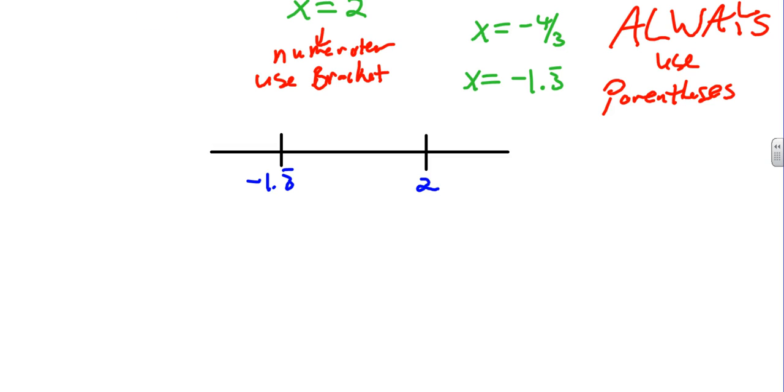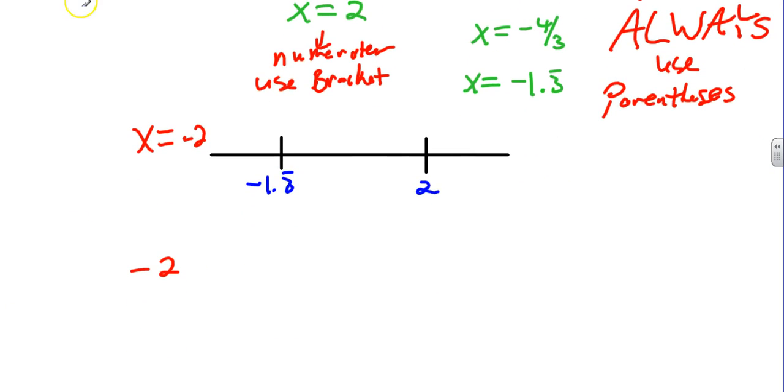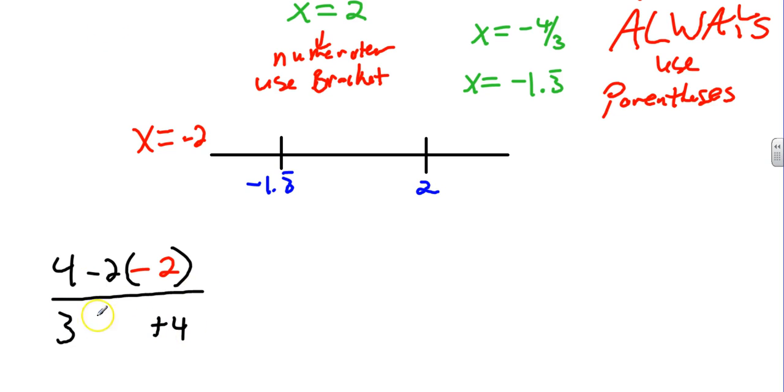Okay, so let's pick a number somewhere off down here. It's negative 1.3. Again, I'd say just maybe negative 2. That's the next number popping up there. So plugging in negative 2, it's 4 minus 2 times negative 2 over 3 times negative 2 plus 4. And again, the question is, is that less than or equal to 0?